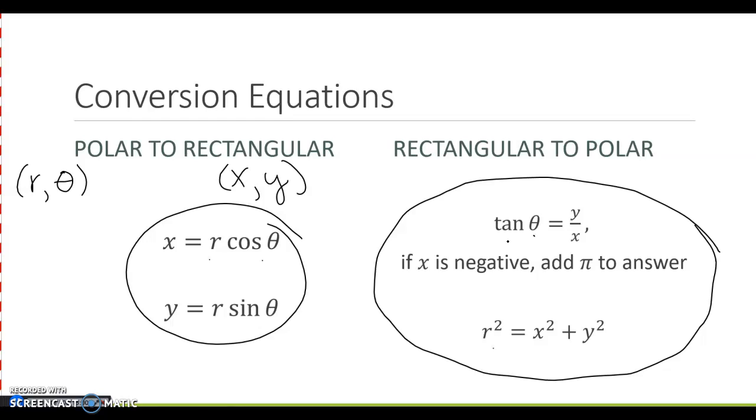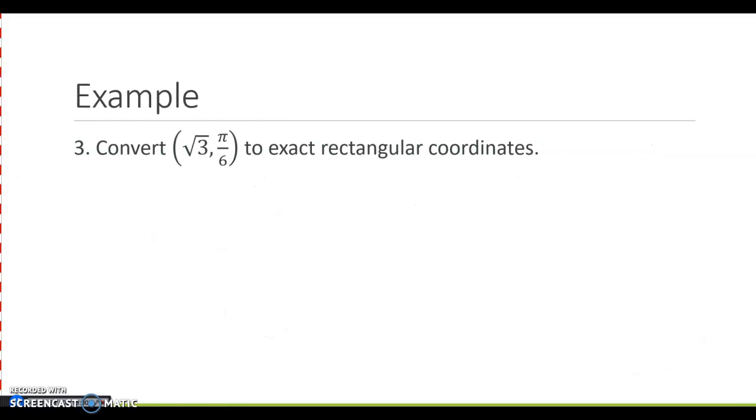So tangent of theta is y over x, solve for theta. If x is negative, which we'll talk about, we're going to make sure that we add pi to our answer. r squared then is x squared plus y squared. Okay, so let's start looking at a few examples.